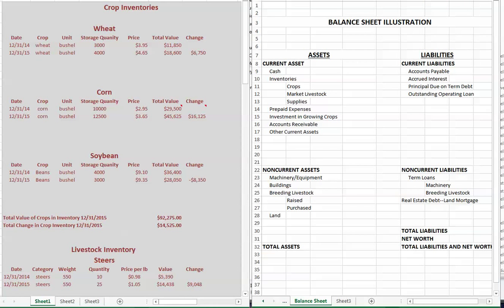This video will illustrate the current asset portions of a balance sheet related to crop and market livestock inventories. On the left-hand side, you will see a typical chart of accounts for crop and livestock inventories. For this particular illustration, we've got wheat, corn, and soybeans that we're going to assume are in storage at the end of the fiscal year.